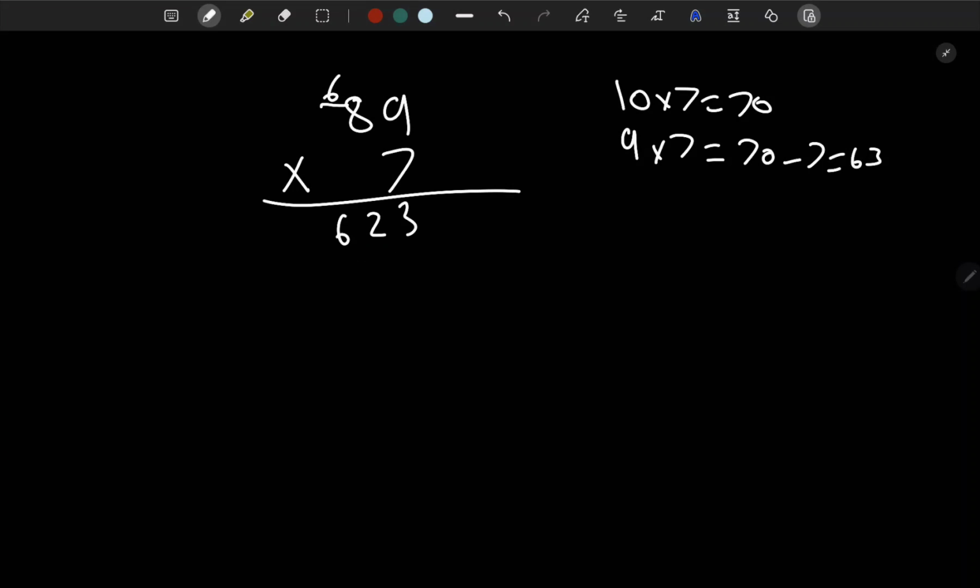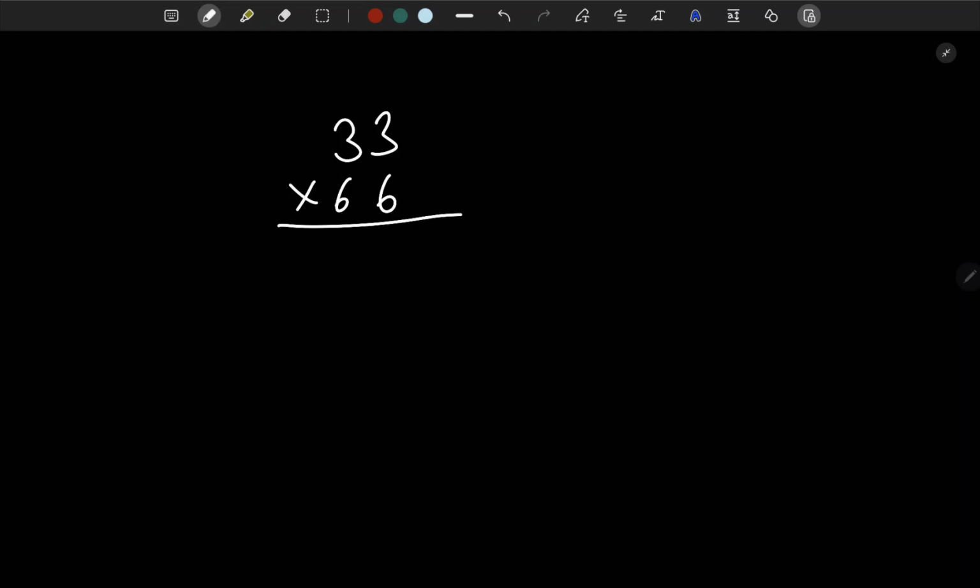Let's move on to more examples. So here we have 33 times 66. So let's start. 3 times 6 is 18. Carry over the 1 here. 3 times 6 is 18 plus 1, 19. And whenever you're moving to a new row, because we need to multiply this also diagonally, we always have to add in 0 here.